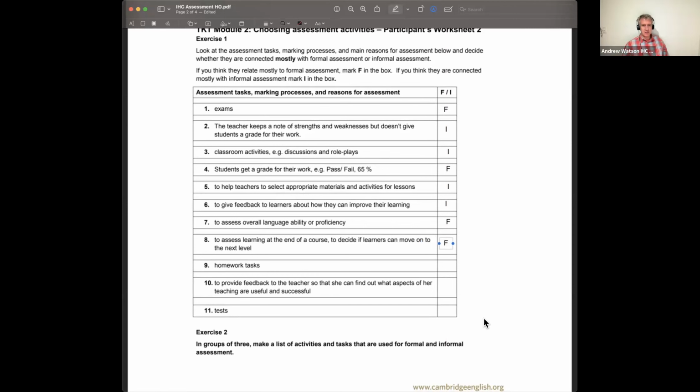Homework tasks. Informal. Yeah. Feedback to the teacher. Informal. Yeah.